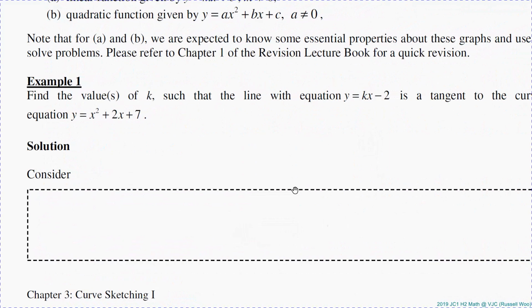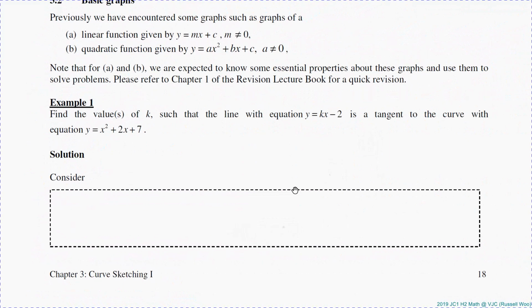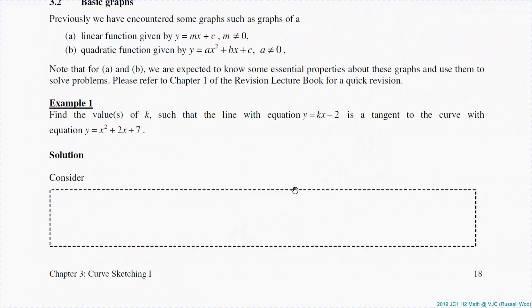Example 1 is this. Find the value of k such that the line y equals kx minus 2 is a tangent to the curve. Now, tangent means what? Tangent to the curve. That means you have a curve, whatever, and then you have this tangent. Correct? Yes, this means a tangent. So, tangent means that I can intersect this one.